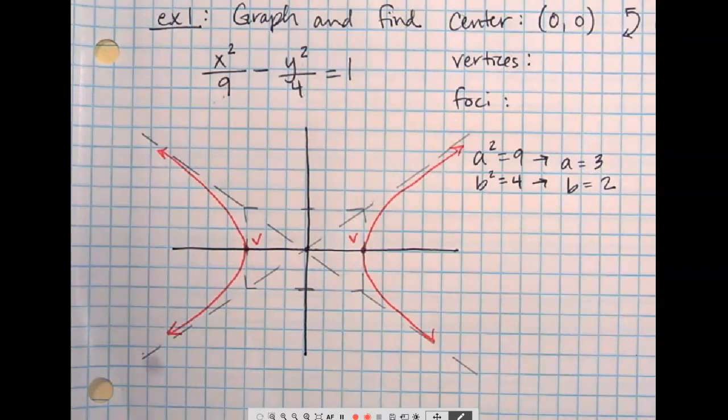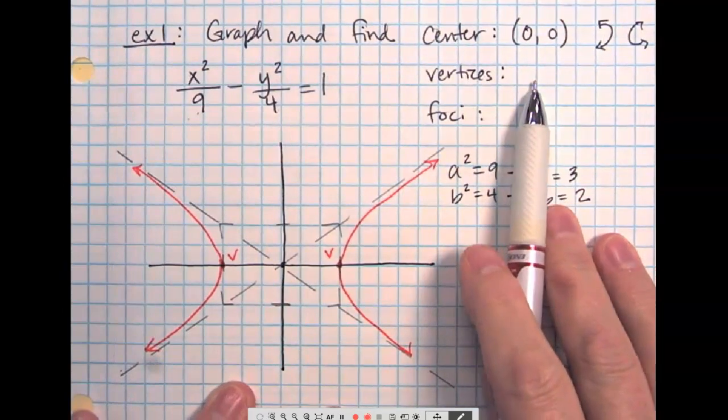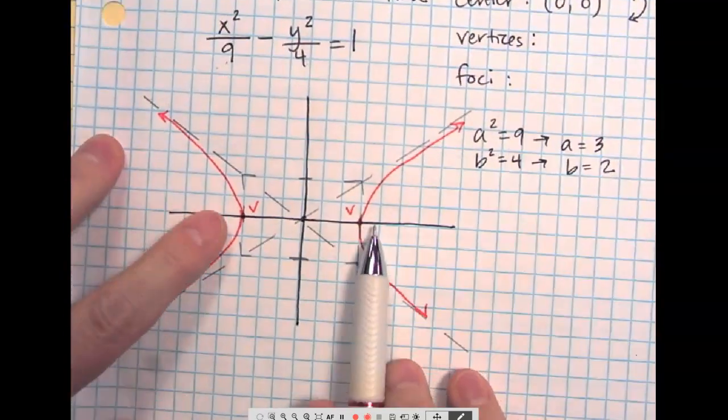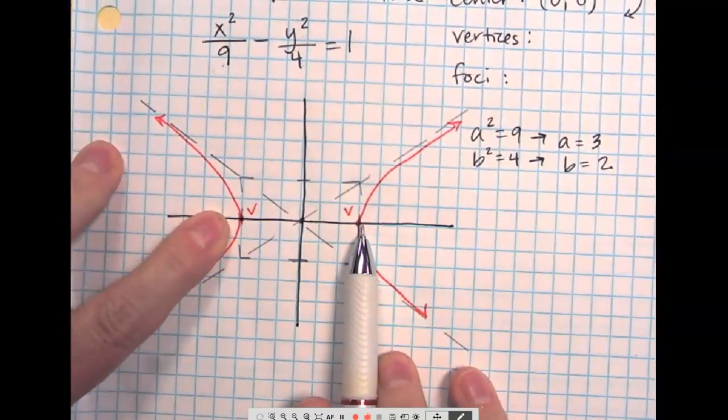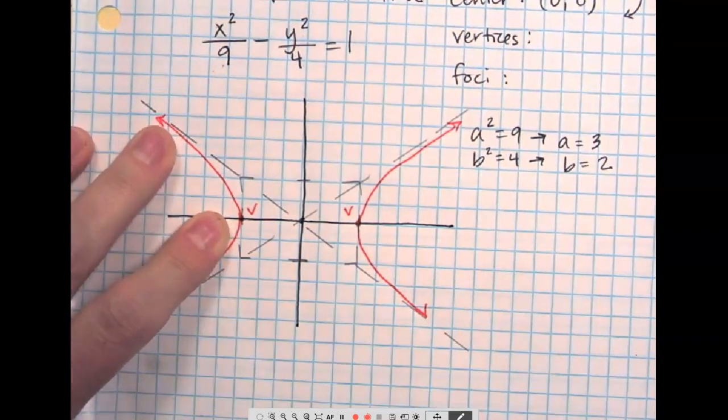Okay, so what I just drew, that is the hyperbola. All these other pieces determine where that hyperbola is and what it looks like, but that in itself is the hyperbola right there. Okay, so as far as going back and answering the question, what are the vertices, those are the points that we just started sketching from. So that would be (3, 0) and (-3, 0).